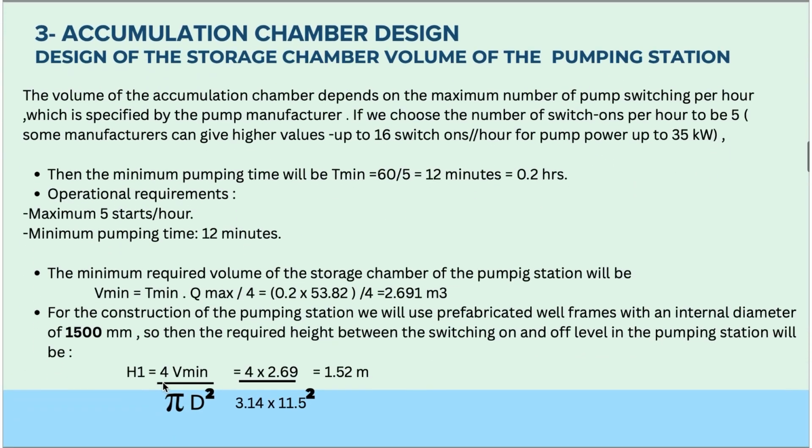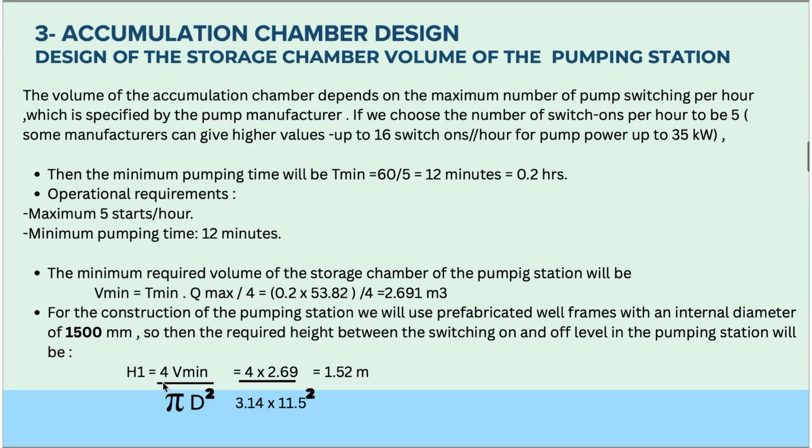Then we calculate the accumulation chamber design, which is the design of the storage chamber volume of the pumping station. The volume of the accumulation chamber depends on the maximum number of pump switchings per hour, which is specified by the pump manufacturer. If we choose the number of switch-ons per hour to be 5, some manufacturers can give higher values, up to 16 switch-ons for a pump power of up to 35. Then the minimum pumping time will be 60/5, so it's 12 minutes, which is 0.2 hours.